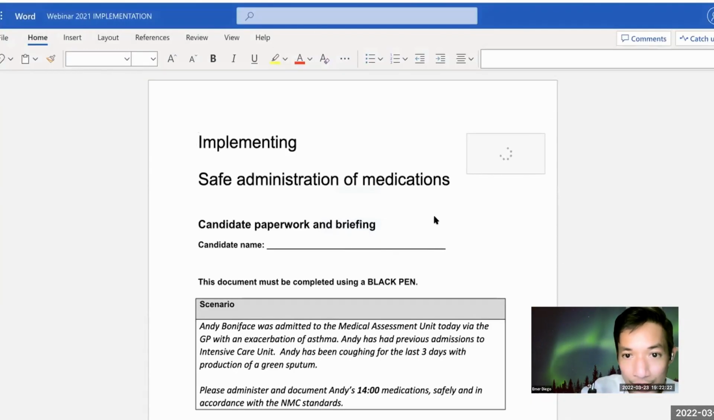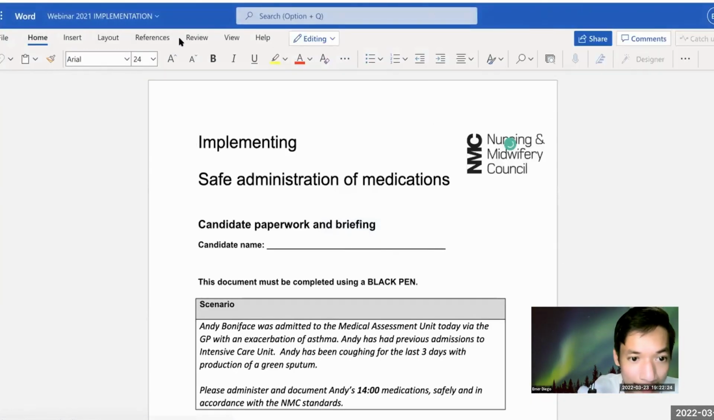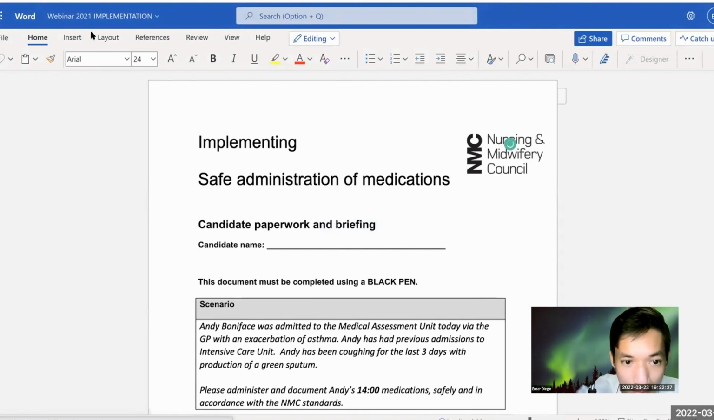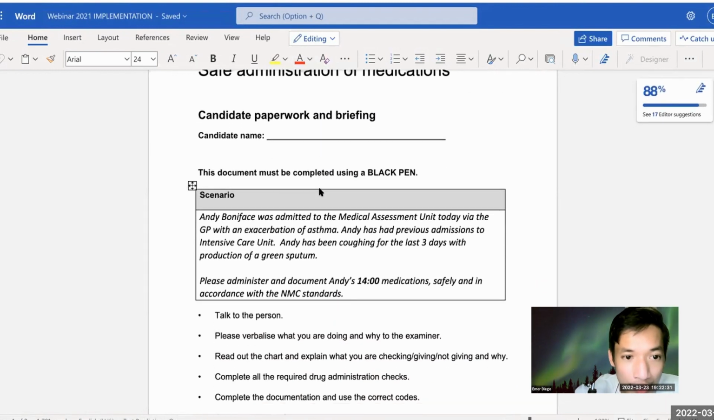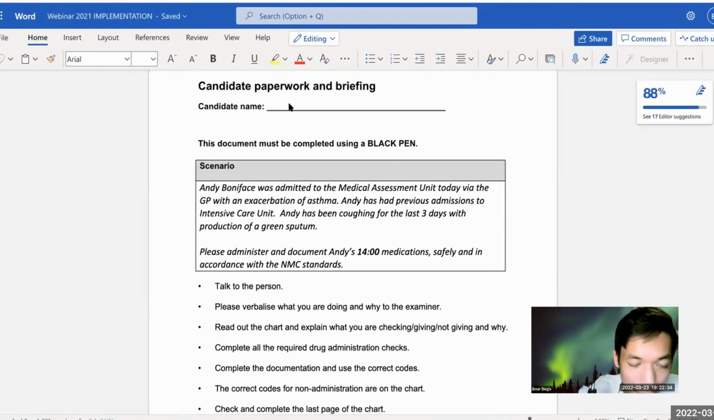All right. So in front of you on your screen is the example of your implementation for the new test of competence. Okay. I will read you a scenario. So of course, you only need to write your name here. You will be using a black pen.